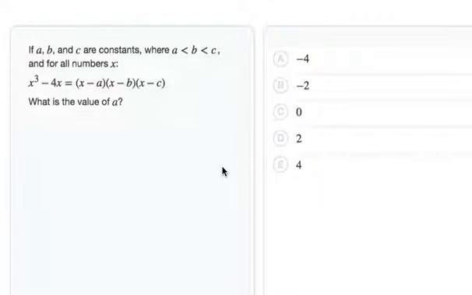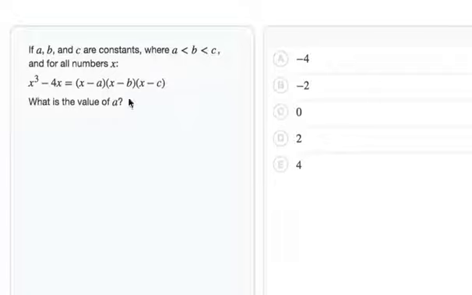Before solving this question, let's take a look at what it's actually asking. We're told that a, b, and c are constants, where a is less than b, which is less than c. And for all numbers x, this equation holds. And we're asked what is the value of a. So that means we're going to have to use this information that we're given to conclude what the value of a is. Here are the options.